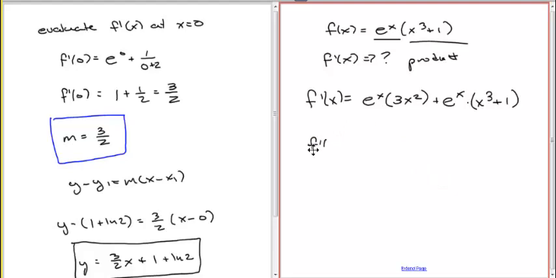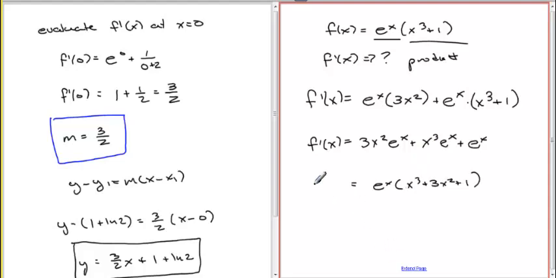So, that's actually pretty much it. You'd probably want to get rid of these parentheses, so you'd have 3x squared e to the x plus x cubed e to the x plus e to the x. So I could factor in an e to the x probably. So I'd have, let me order them, x cubed plus 3x squared plus 1. Okay, so you could simplify that a little bit. Okay, so the product rule.